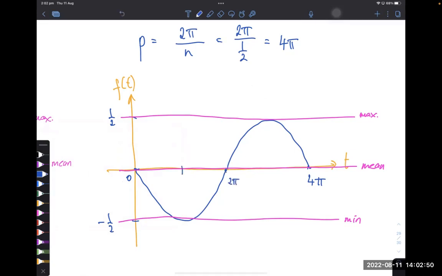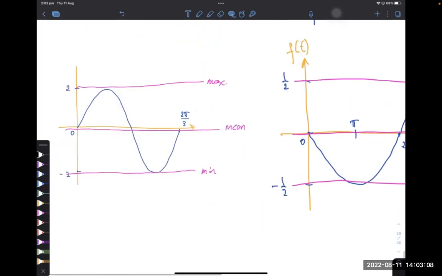Split it in half again. Pi, and then multiply it by 3. 3 pi. Does that make sense? So I want to see that 4-way split, that segment.